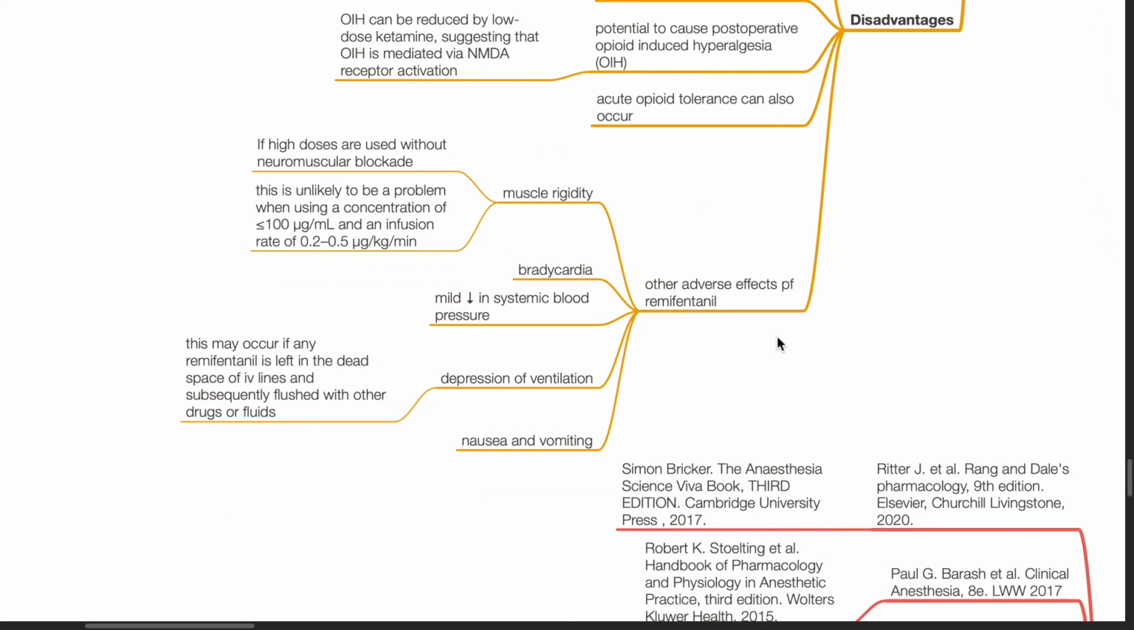Other adverse effects of remifentanil include muscle rigidity, bradycardia, mild decreases in systemic blood pressure, depression of ventilation, nausea and vomiting. Depression of ventilation can occur if any remifentanil is left in the dead space of IV lines and subsequently flushed with other drugs or fluids.